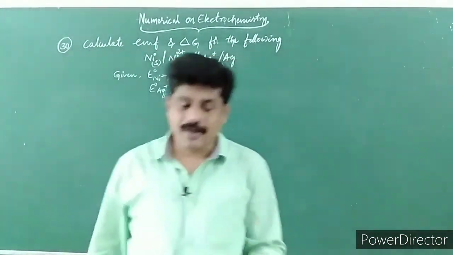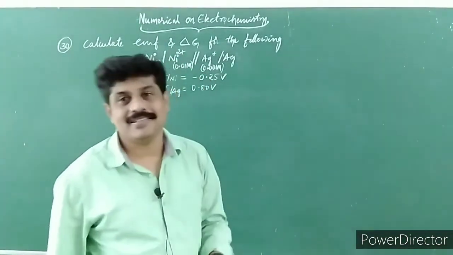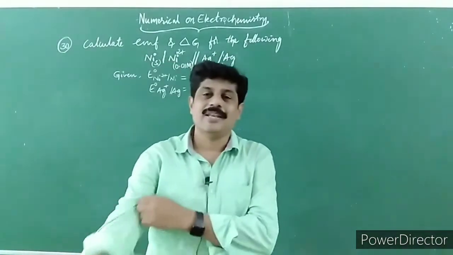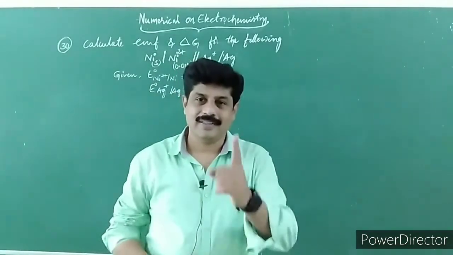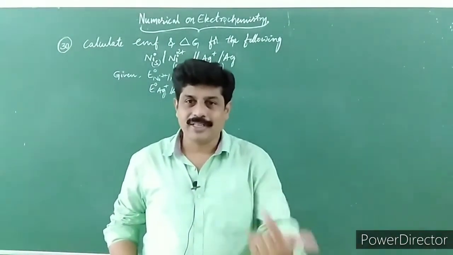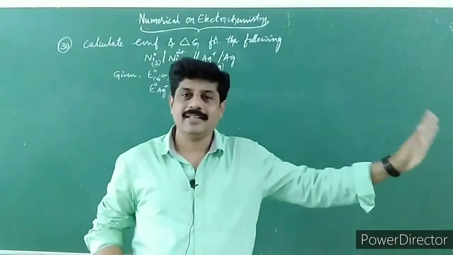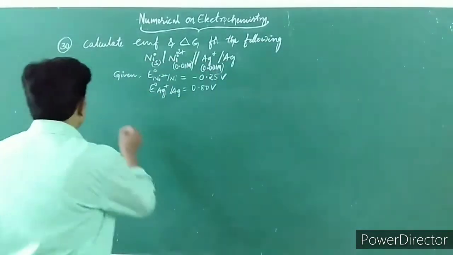Children, remember, for finding the EMF of a cell, you need to know E0 cell as well as the number of electrons required for the reduction process. For that, first I need to write the cell reaction, find out the E0 cell, and then I'll proceed for finding the EMF and later delta G. Children, let me solve the numerical.